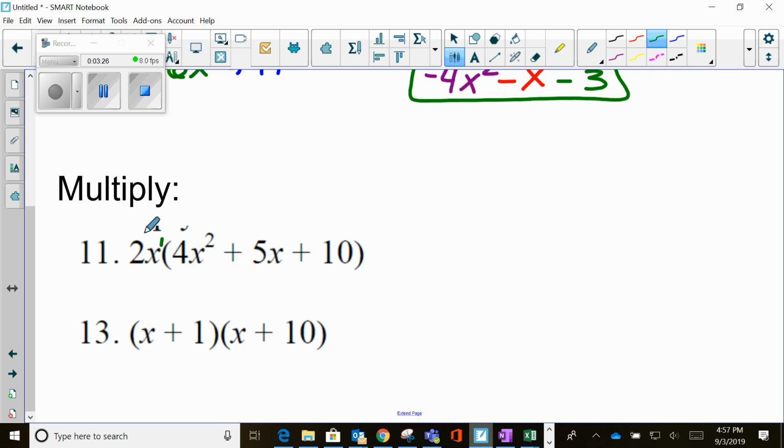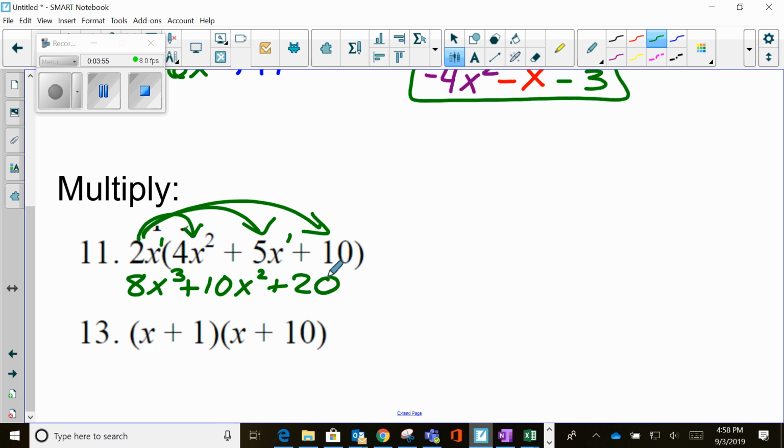So I'm going to distribute and multiply 2x times 4x squared. So 2 times 4 is 8, and I have 1x that goes with the 2, and I have 2x's with the 4, so that means that's x to the third power. So 8x to the third power. Now I'm going to distribute the 2x to the 5x. 2 times 5 is 10. x times x is x squared. 2x times 10 gives me a 20, and the x has to come along. Again, no like terms to add together, so this expression is complete.